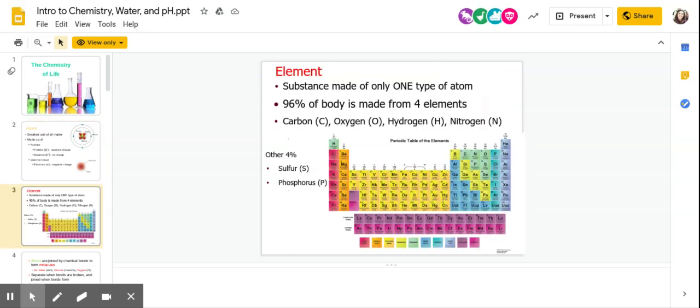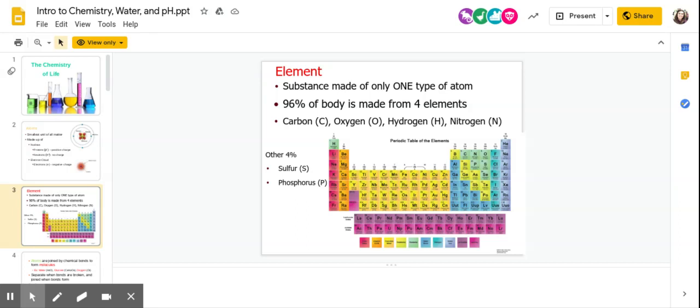Slide number 3 deals with the elements. Elements are made up of only one type of atom. Your body is made up of 96% 4 different elements, and those are carbon, oxygen, hydrogen, and nitrogen. The other 4% is made up of sulfur and phosphorus. And so here is a periodic table of elements if you aren't familiar with it, and that way you can find those elements there.